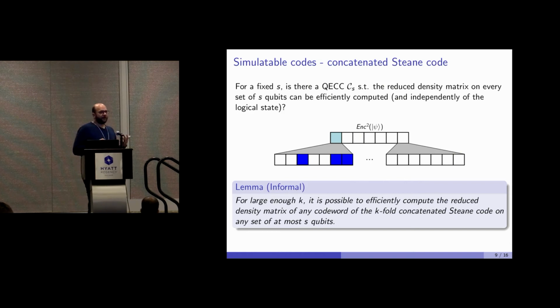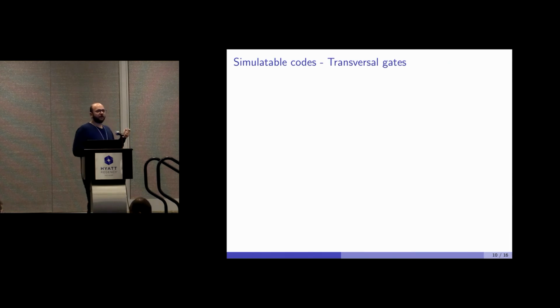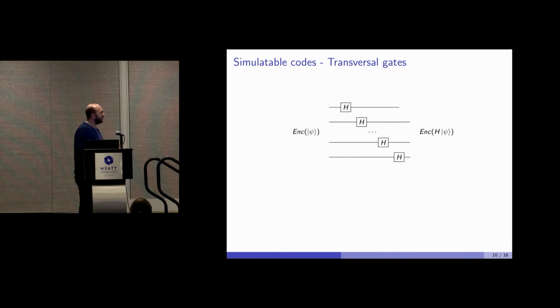So quantum error correcting codes are very good to encode data, but we can also do much more with them. In particular, we can compute on encoded data. And we want our simulatable codes to also be useful in this setting. So for instance, some set of quantum operations can be done transversally. What do I mean by that? If you have some encoding of a quantum state, and you apply some quantum gate on every qubit of this encoding, this is equivalent to applying this quantum gate on the logical level.